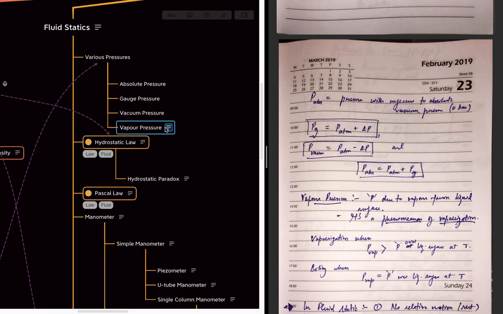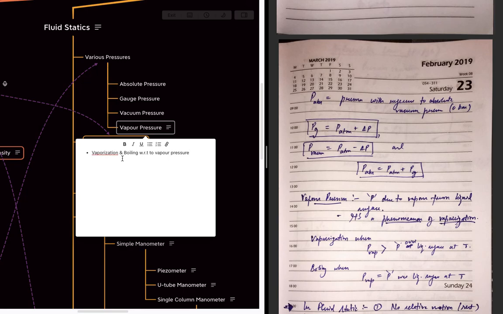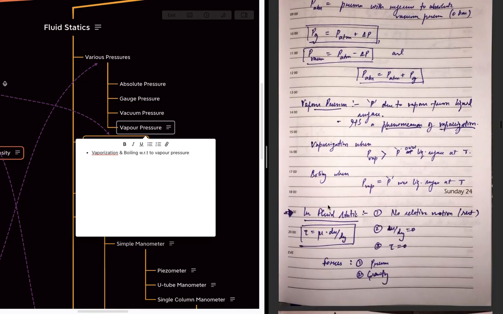From this, vaporization we will discuss. The vapor pressure is the pressure due to the vapor from the liquid surface. It is a phenomenon of vaporization. When the temperature increases and the vapor pressure is greater than the pressure over the liquid surface, at that given temperature the vaporization happens. If both the pressures are the same, at that point the boiling will happen. So that is what is written here.